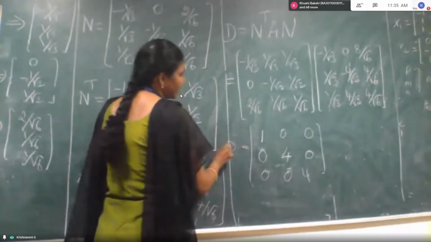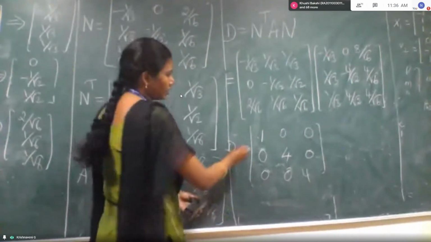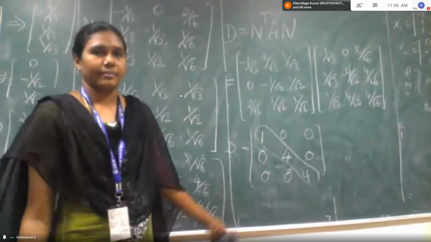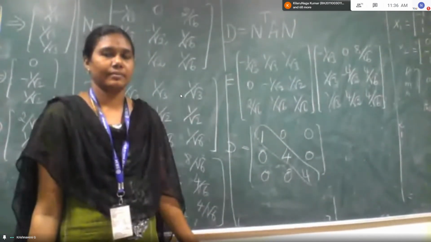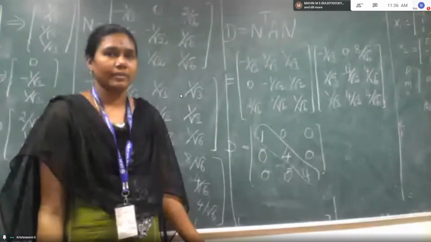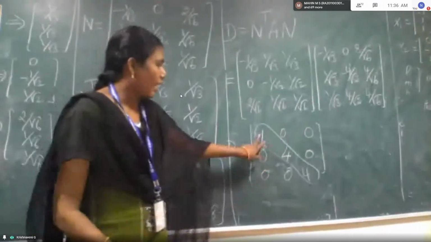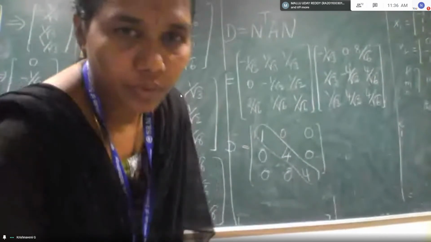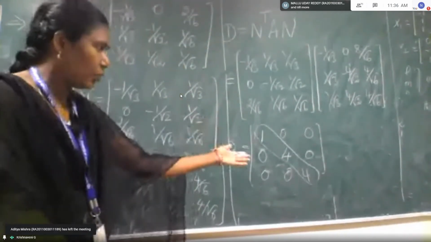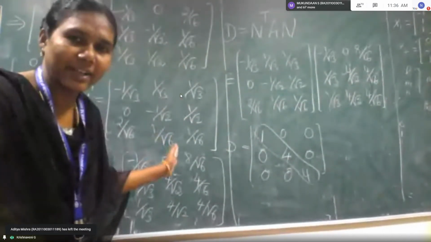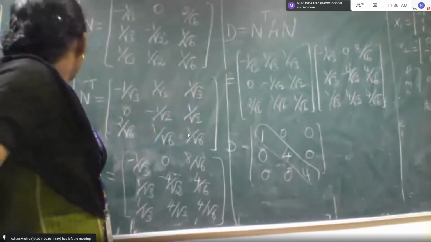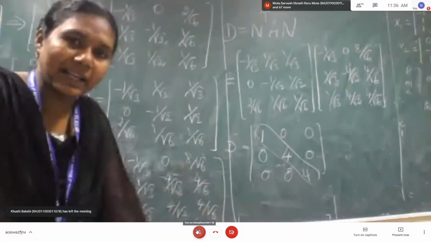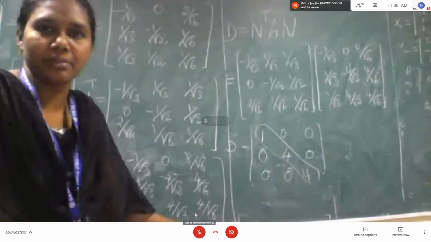Now we can easily check whether our answer is right or wrong. See what the diagonal elements are here: 1, 4, 4. This is our eigenvalues. What are our eigenvalues? 1, 4, 4. Eigenvalues only will come in the diagonal elements. All the remaining elements will be 0.